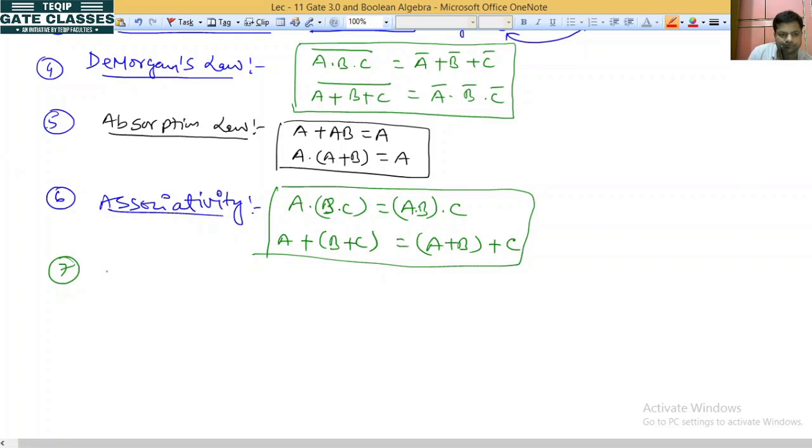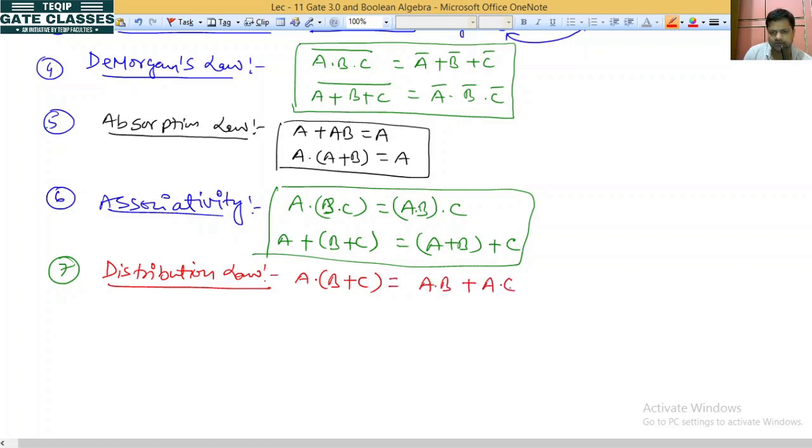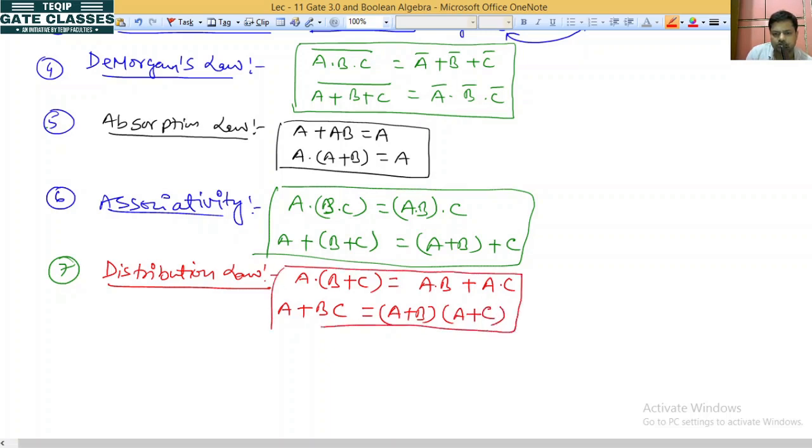Now next is distribution law. In distribution law, if we have this one, then A is distributed with B and C. It will be A dot B plus A dot C. If it is like this, then also A is distributed in B and C. We have used earlier also. So it will be (A plus B) and (A plus C). So these two are called as distributive law.